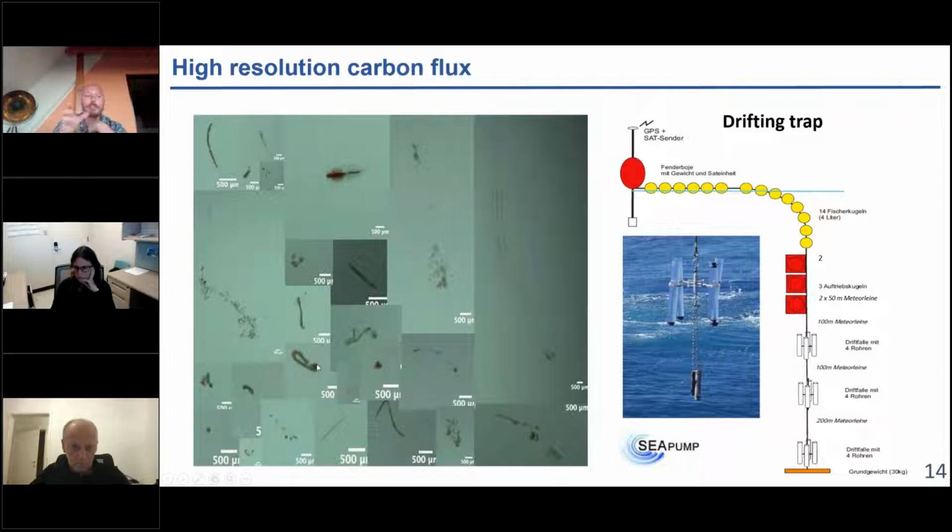We can also change the zoom of the camera. We've done it on the last cruise, but I didn't have the pictures ready. We can actually go down to 2 micrometer resolution, so we can now go from large zooplankton down to single phytoplankton, down to 6,000 meters with this system, and get the pictures on board while the camera is in the water.